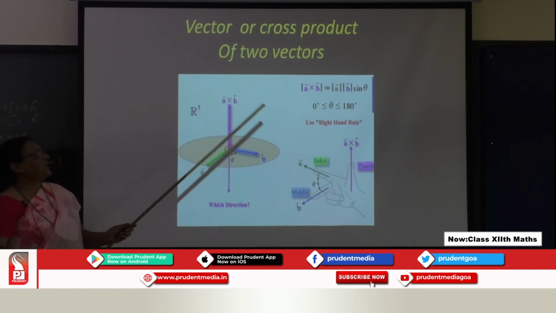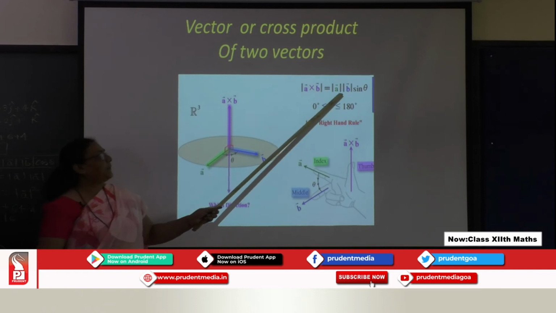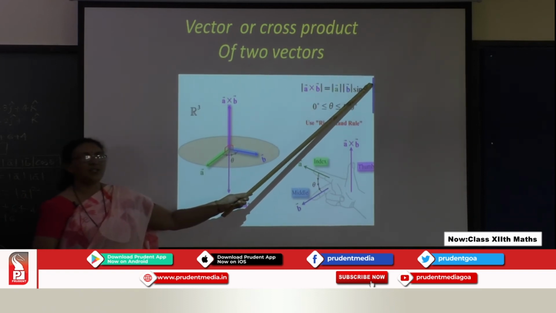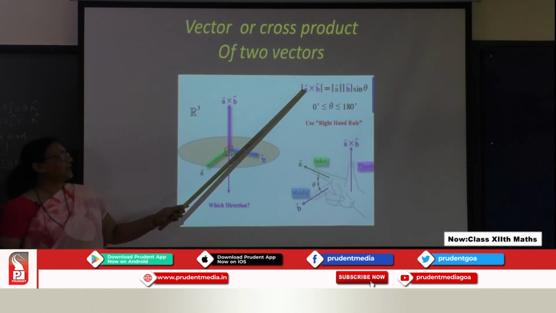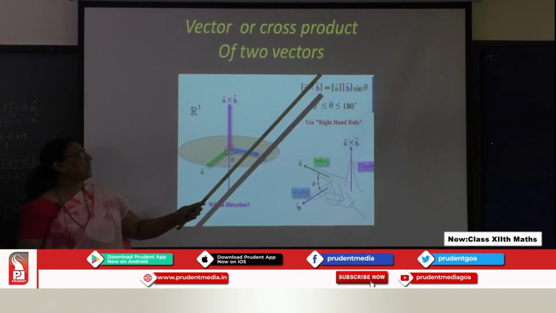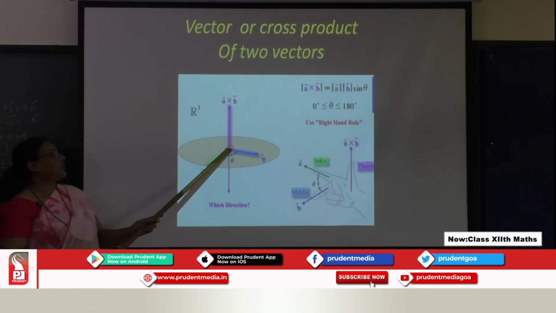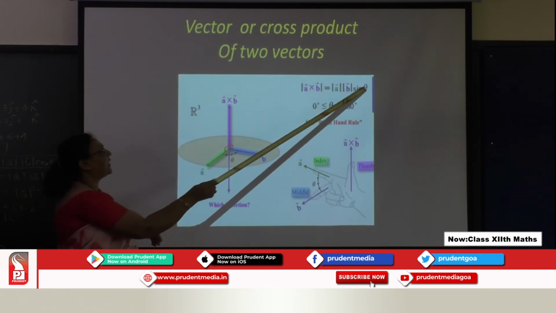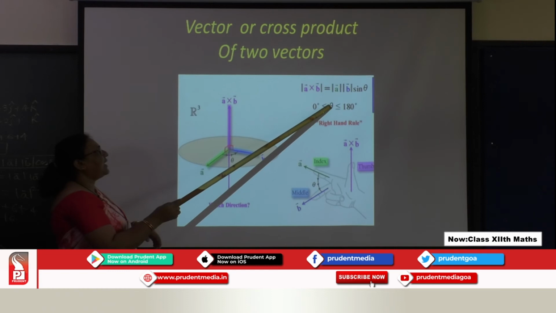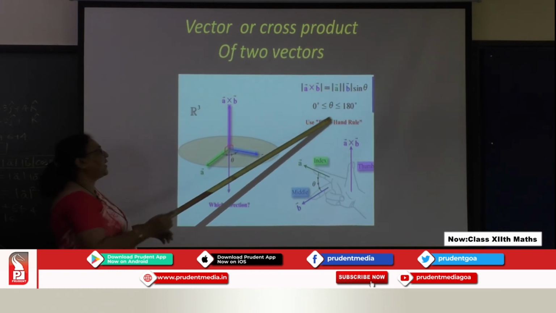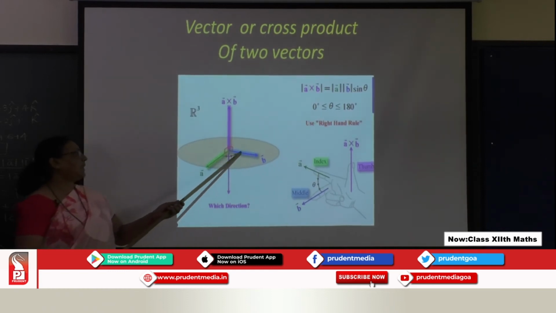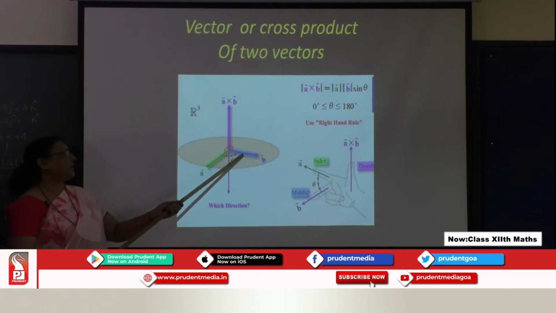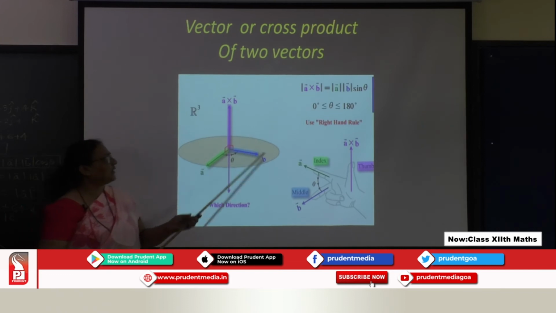Now the magnitude of A cross B is given as AB sine theta. The direction is important, but this is given as a magnitude, so the direction is gone here. Because the modulus is taken, the direction is taken out. And theta lies in the range 0 to 180. This theta lies between 0 and 180.